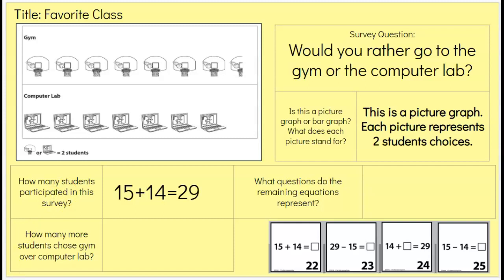Show a connection if you added those all up to get 29 students in all. Good work. And that's our first calendar marker right down here. Now, let's think which calendar marker makes sense for our next question. How many more students chose gym over computer lab? Think about these equations. Which one makes the most sense? Write it on your whiteboard.